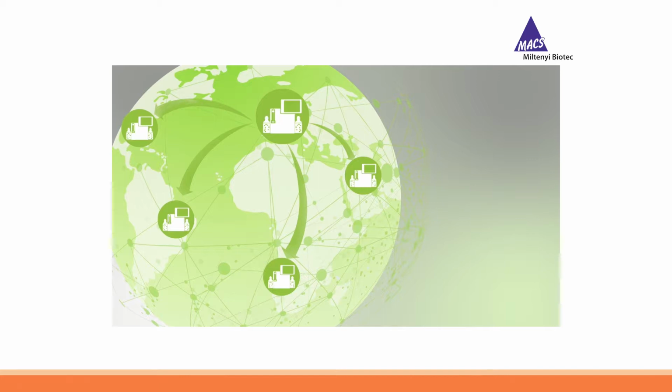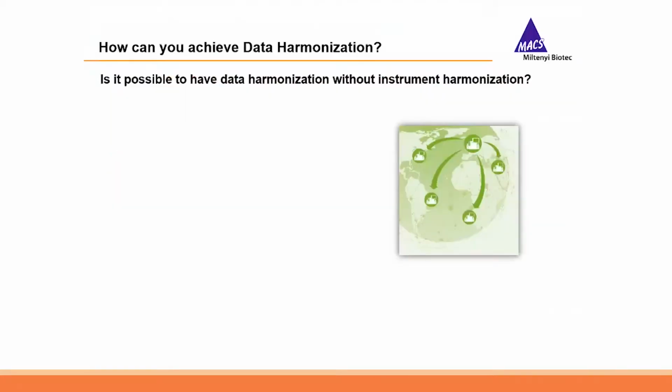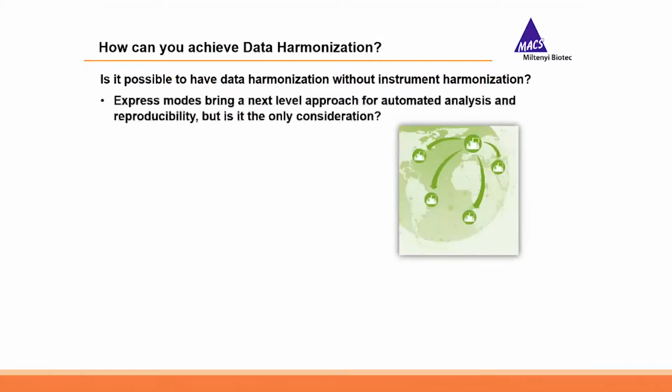One of the topics and challenges we want to talk about and review is the challenge to get reproducible data from one site to another, or even within the same lab when you have multiple instruments there. So how do you achieve data harmonization, and is it possible to have data harmonization without instrument harmonization? The express modes bring this next level approach for automated analysis and reproducibility, but is it the only consideration? I would say no.